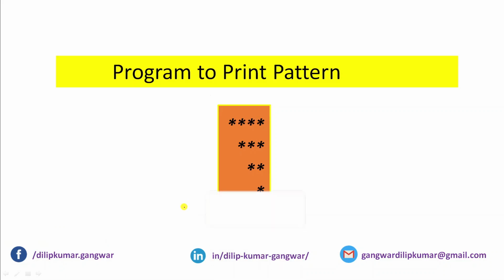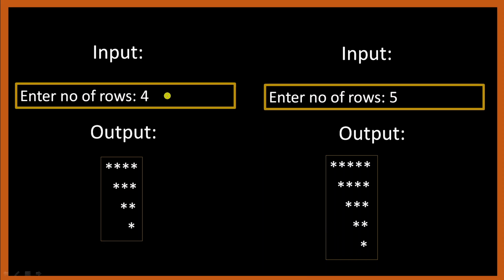Hello everyone, let's see the C program to print this type of pattern. So let's understand this question. Let's see what will be the input and output for this question. The question says, if you give the number of rows, then the pattern should be printed for those number of rows.